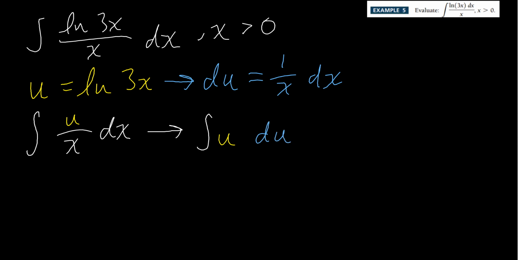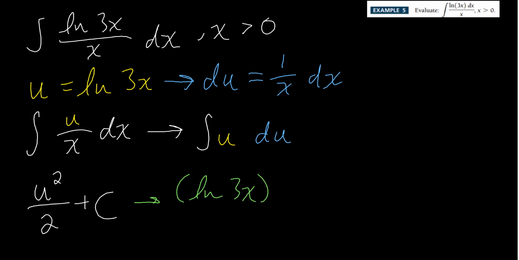Okay, and then from here, it should be pretty easy. What is the integral of u du? Well, that's just going to be u squared over 2 plus c. We said that u is the natural log of 3x, so it's going to be the natural log of 3x squared over 2 plus c. Okay, and moving right along.